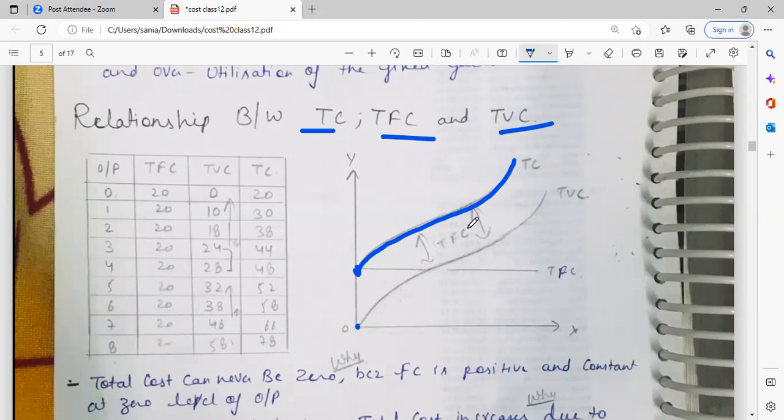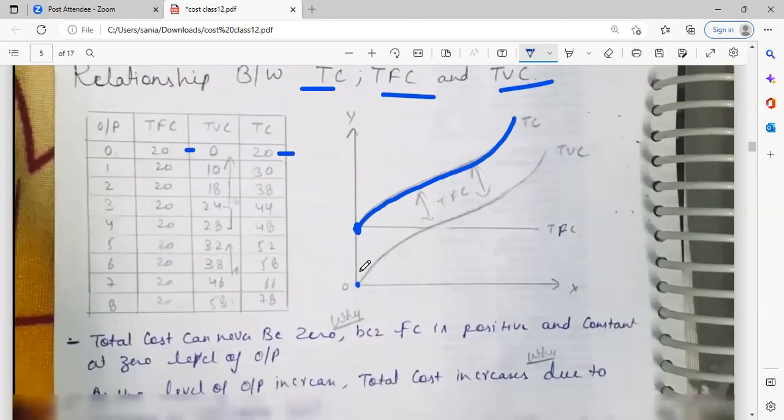Why? Because in TC you are including TFC, right? So it cannot start from TC. You can see it is 20. Even when TVC is 0, at 0 level of output, because you are adding these two and getting this, it is not 0. That's why it is starting from where TFC is starting, right? If TFC is 20, at first TC will also be 20, right?